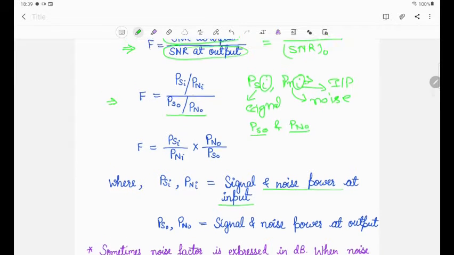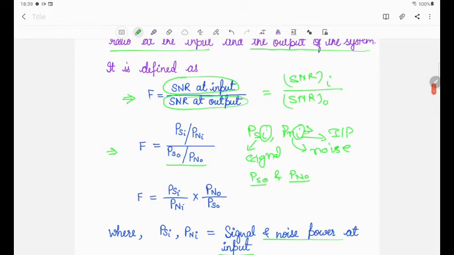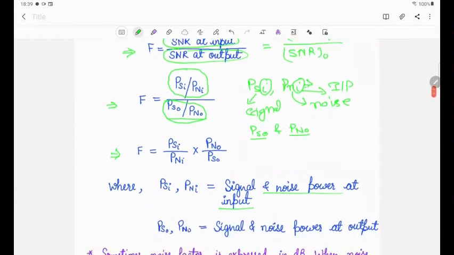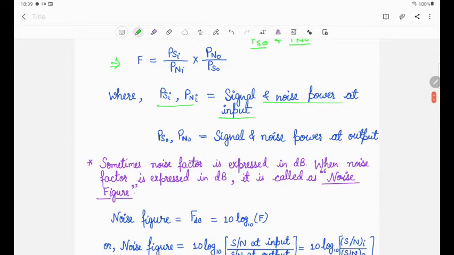So we define noise factor as SNR at input over SNR at output. SNR at input is the signal to noise power ratio at the input, and SNR at output is the signal to noise ratio at the output. In a simplified way, we can write noise factor F is equal to PSI divided by PNI multiplied by PNO divided by PSO. As I already told you, PSI and PNI are the signal and noise power at the input, and PSO and PNO are the signal and noise power at the output.